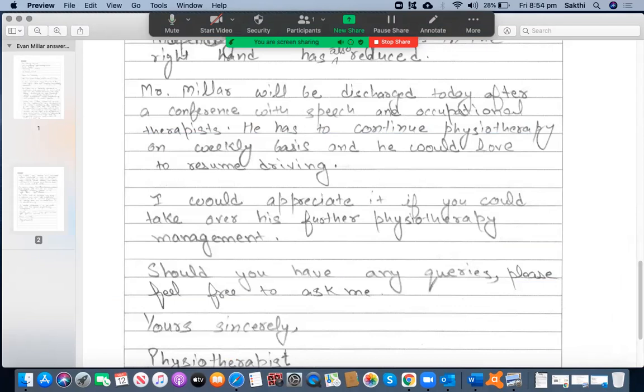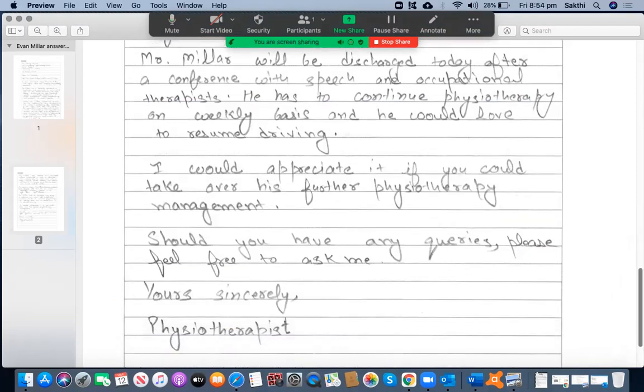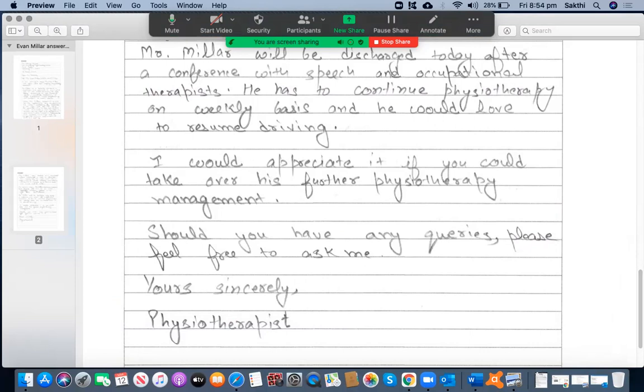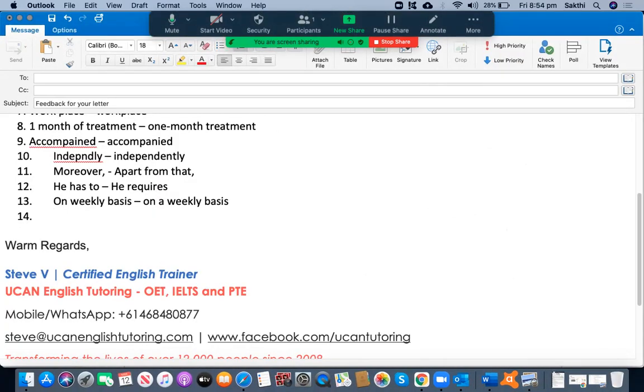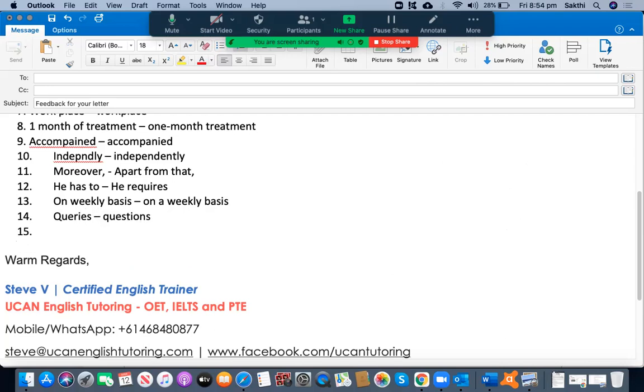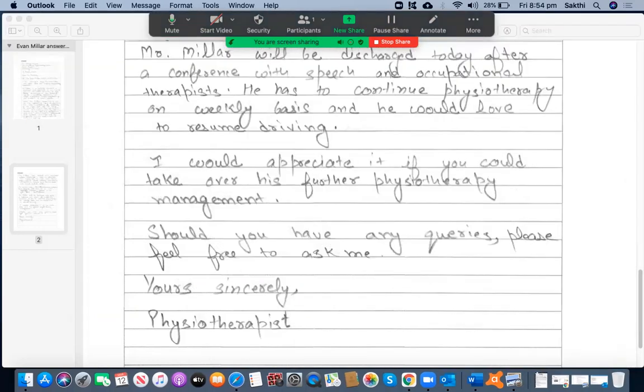And he would love to resume driving. That's all right. I'm happy with that. I would appreciate it if you could take over his further physiotherapy management. That's good. Should you have any queries, please feel free to ask me. Instead of writing some of the informal phrases, it's better to use the ones that I'm going to share with you. If you have any queries, this can be replaced with questions. You need to ensure that you write a formal letter, because writing is always formal, and as a result you should avoid impolite words, the words that look rude.